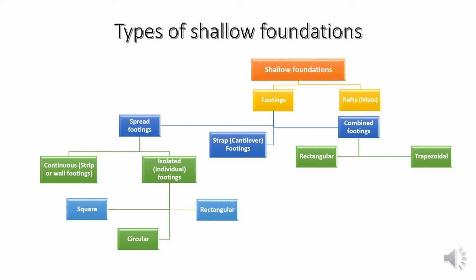The spread footing is further classified as continuous or strip or wall footing and isolated or individual footing. The individual footing may be square or circular or rectangular. The combined footing is further classified into two groups. First one is rectangular and second one is trapezoidal.